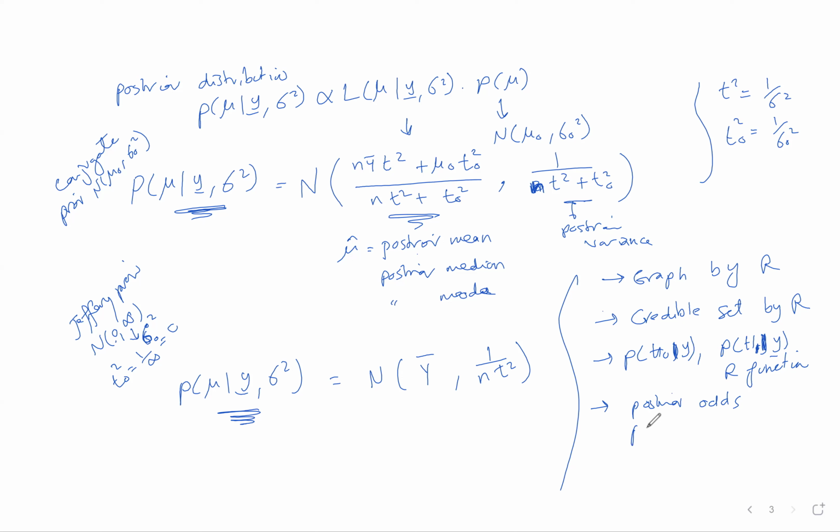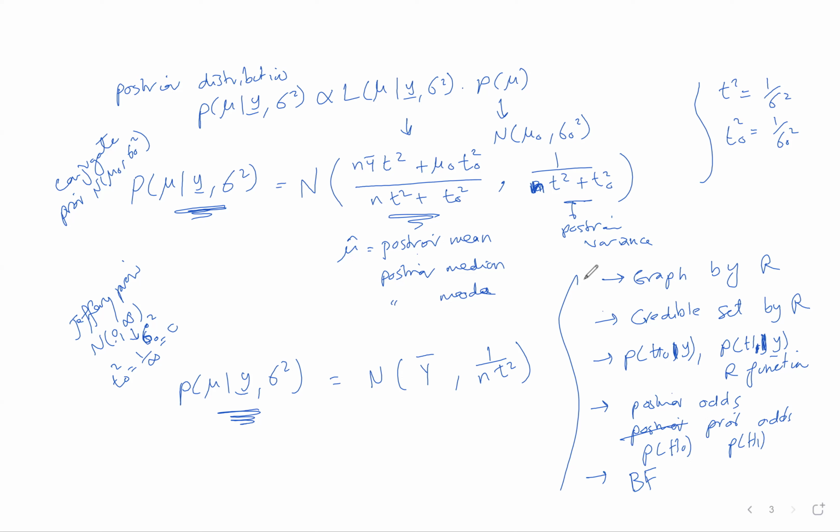Or you can calculate the prior odds by calculating the probability of H0 only and the probability of H1 only, without the data. So you use the prior distribution only, normal 0, sigma 0 square, to calculate the probability of H1 and the probability of H0, and you divide these two, you get the prior odds. And then you can divide the posterior odds by the prior odds, you get something called the Bayes factor.